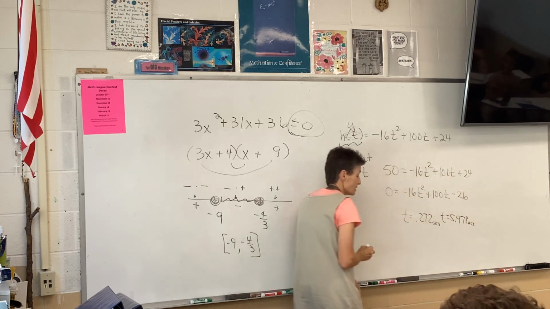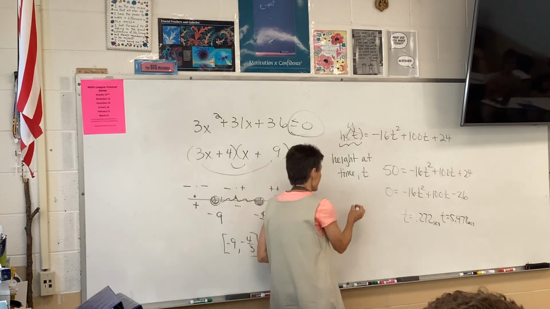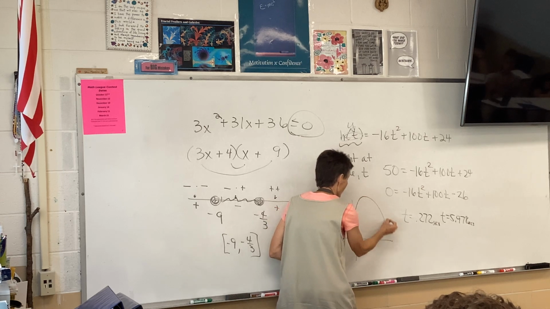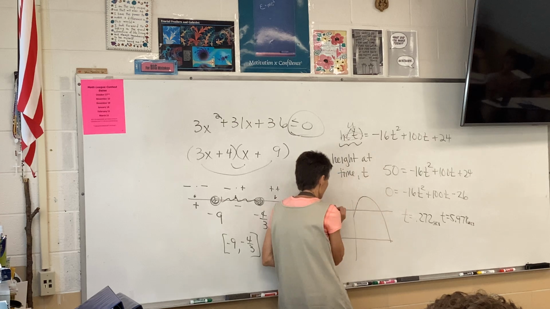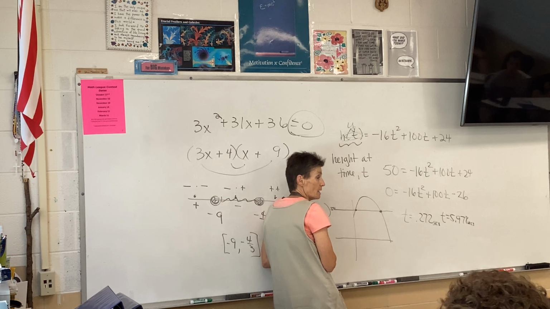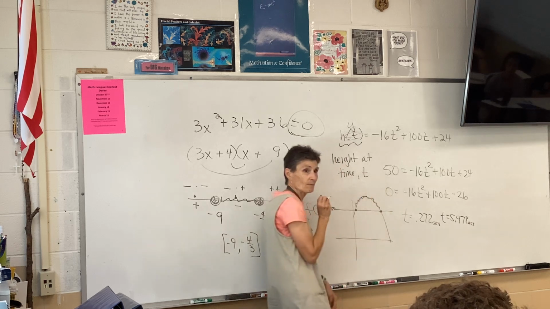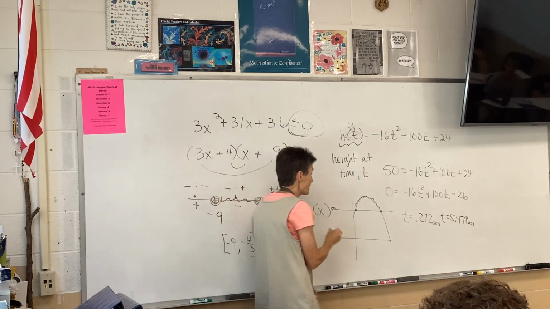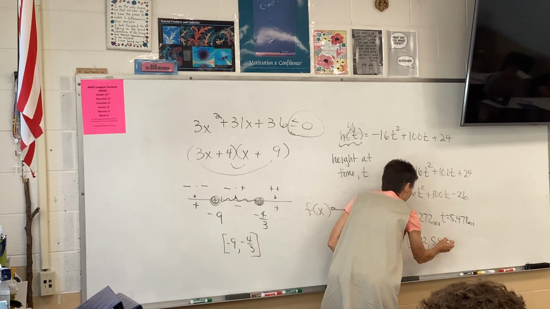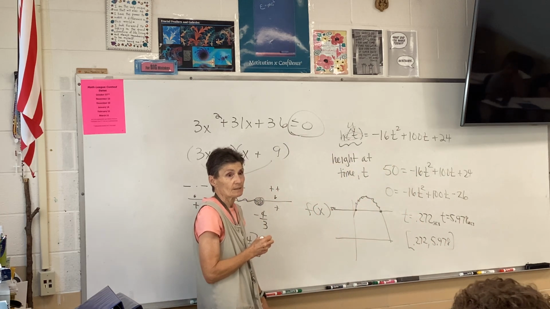So the question says, when will it be at least 50? So stop and think about this scenario. Here's the ball coming off the roof or whatever, going up and coming down. Here's 50. Here's where it's 50, and here's where it's 50. If I want it to be at least 50, then don't I need all of that right there? So my answer would be the interval from 0.272 to 5.978. That would be my answer, where it's at least 50. That means 50 or greater.